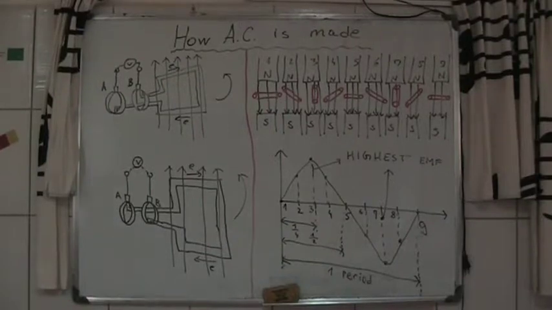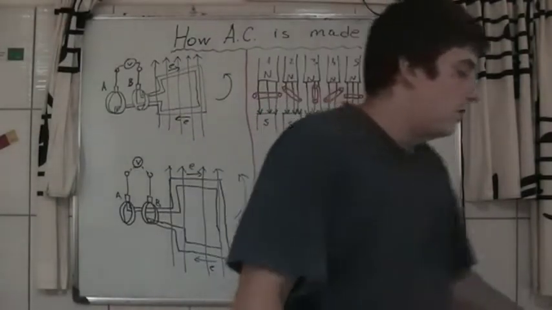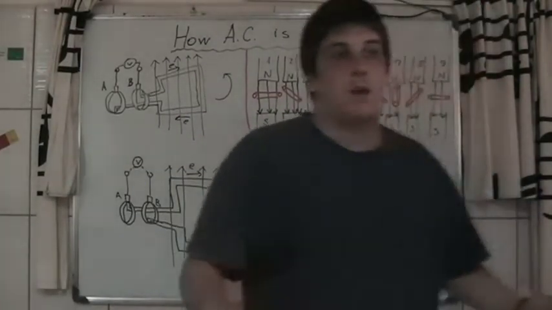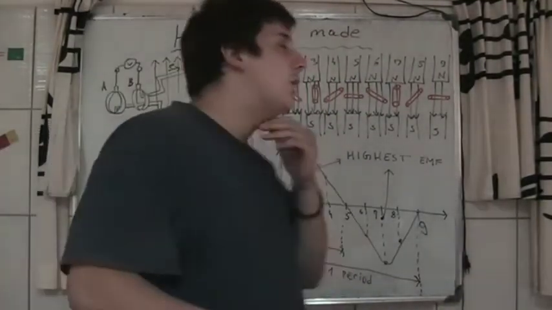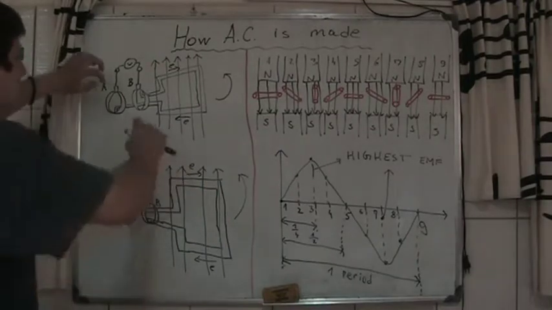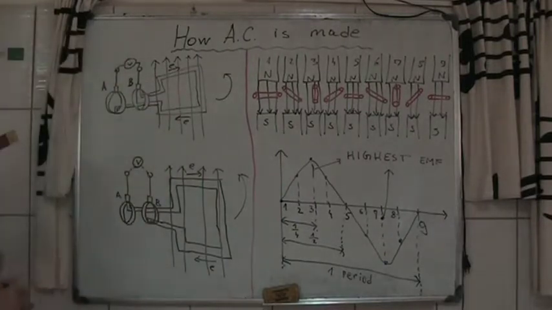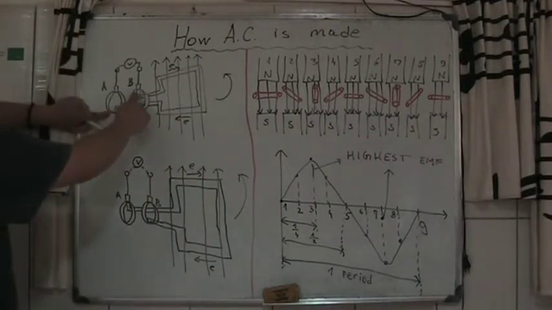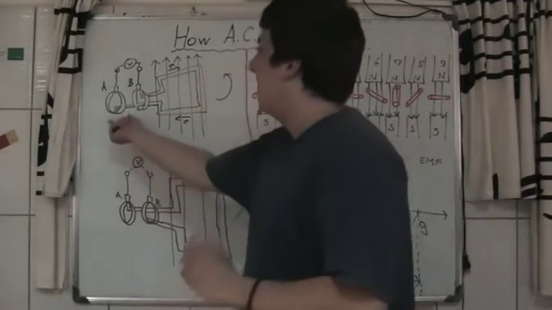Okay, welcome everyone to my new lecture where we are going to learn how AC, alternating current, is made. How can you make AC current? So here we have a conductor like so, and the ends of the conductor are connected with these metal rings.